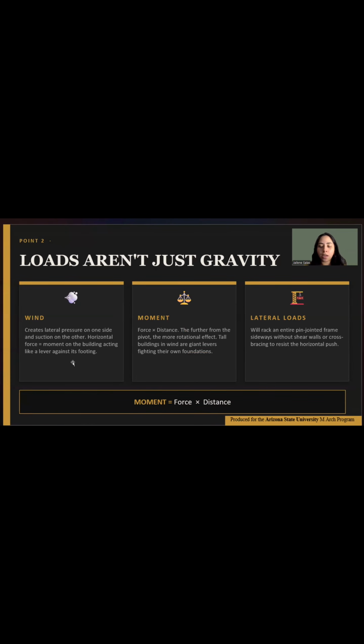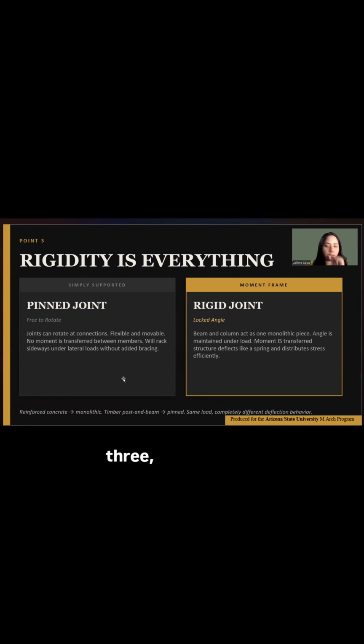Point two. Loads aren't just gravity. Now here is what most people get wrong. When wind hits the side of a building, it creates movement, and a moment is just a force multiplied by distance. Think of a seesaw, the ones you played on when you were a kid. The further from the pivot, the less force you need to flip it. That's why a tall building in wind is basically a giant lever fighting its own footing. And lateral loads rack an entire frame sideways if you don't have a shear wall or cross bracing to fight back.